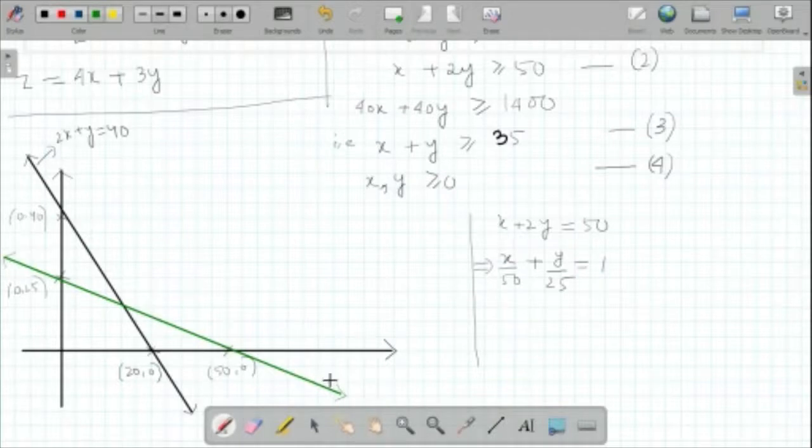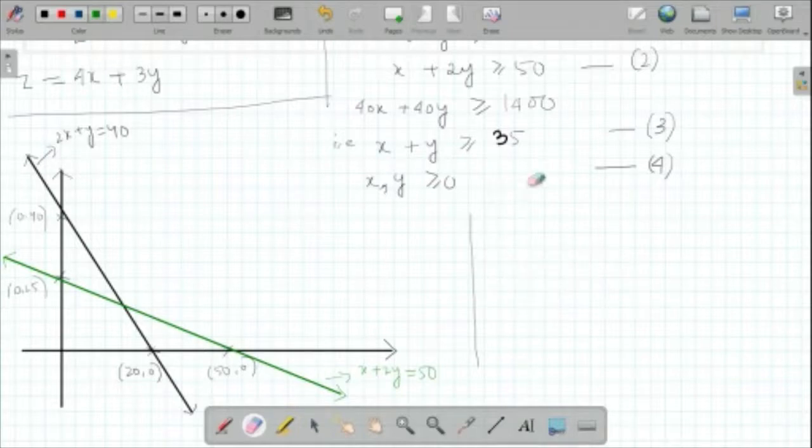And what is this equation? x plus 2y equals 50. All right, next, what is the third equation? The third equation is x plus y equals 35. That means x by 35 plus y by 35 equals 1. So 35 will be somewhere here, between 20 and 50. Let's say somewhere here.